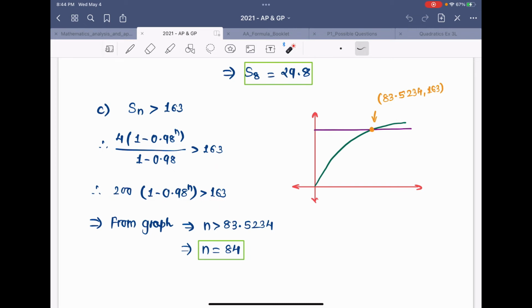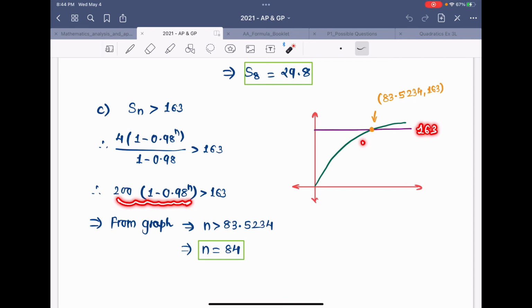What I'm doing, I'm using the GDC graph part. So I'm typing the left hand side in y1 and the right hand side in y2. You have to adjust your view window because you can see here 163. That means your maximum y value should be more than 163. So let's say 200 upper scale. You can see this line is your 163 line, and this green curve is your 200 times 1 minus 0.98 raised to n. Type this as it is. Do not miss out the bracket.